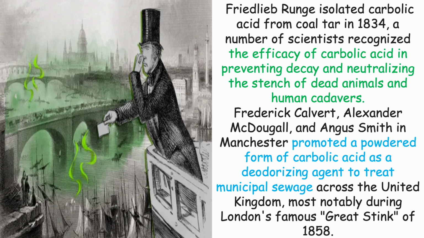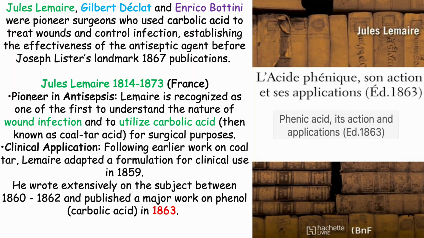Friedrich Runge isolated carbolic acid from coal tar in 1834. A number of scientists recognized the efficiency of carbolic acid in preventing decay and neutralizing the stench of dead animals and human cadavers. Frederick Calvert, Alexander McDougall, and Angus Smith in Manchester promoted a powdered form of carbolic acid as a deodorizing agent to treat municipal sewage across the United Kingdom, most notably during London's famous Great Stink of 1858.